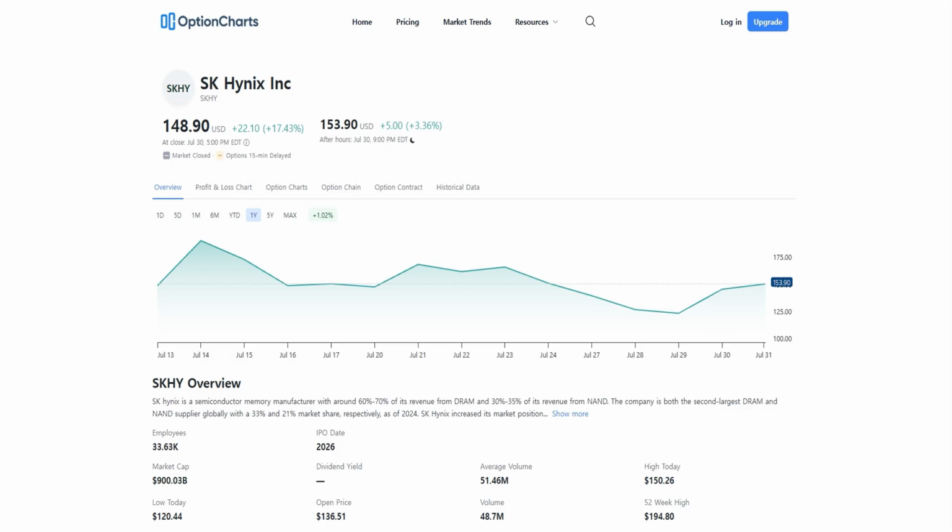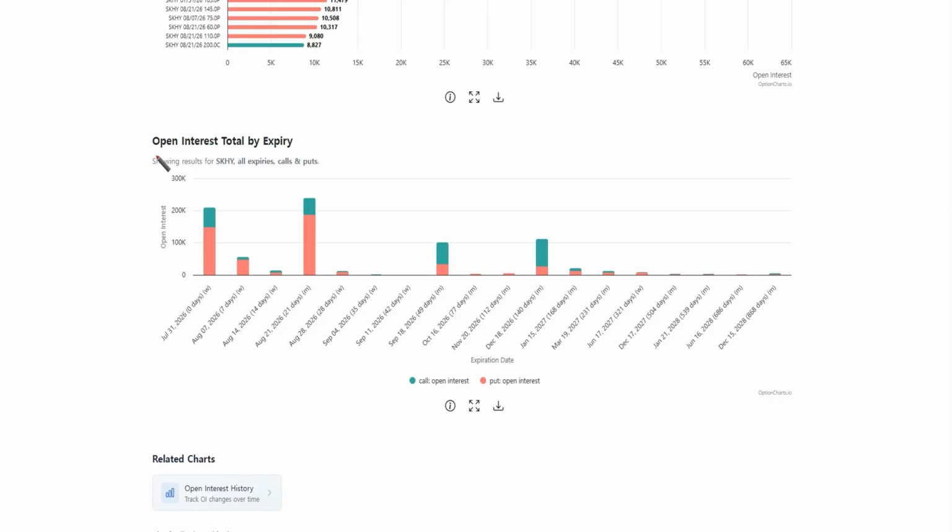First, you need to check the options for SK Hynix. Since institutions mainly use options to establish their positions, simply following the options can help you align with their intentions and direction. If you look at the open interest for SK Hynix, you can see that the largest volume is at the August 21st expiration. Since you need to follow the large volume, you should focus your analysis on the 21st expiration.